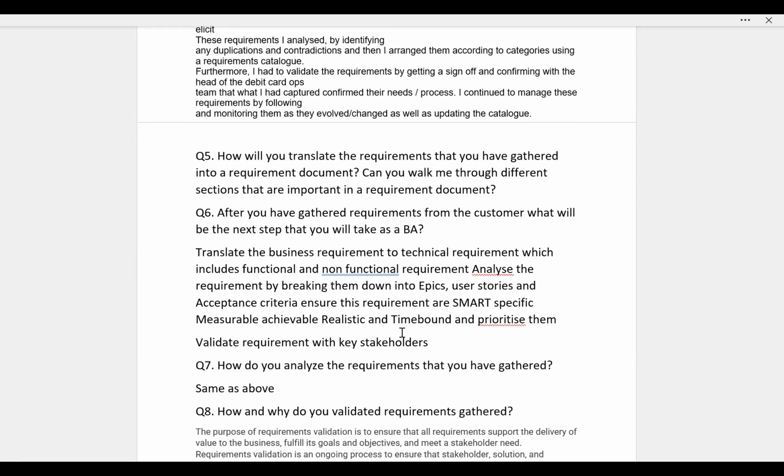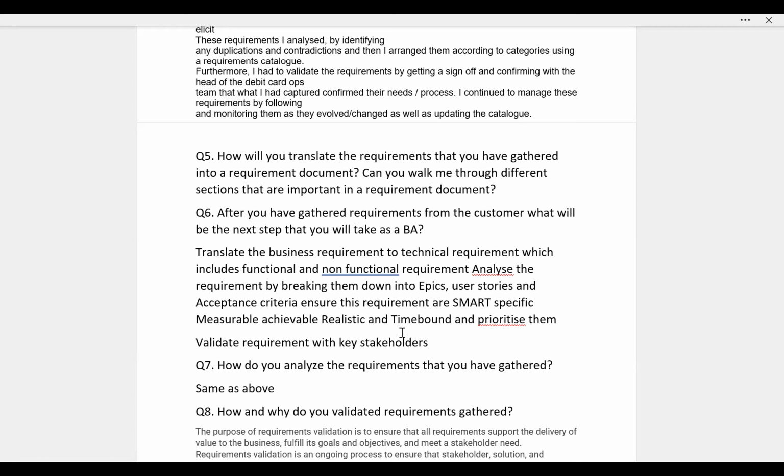If it is agile, how do you translate the requirement that you have gathered into a requirement document? See, if it is agile, first of all, requirement documents will not come. Requirement documents are prepared in waterfall model projects. So this question should not come.